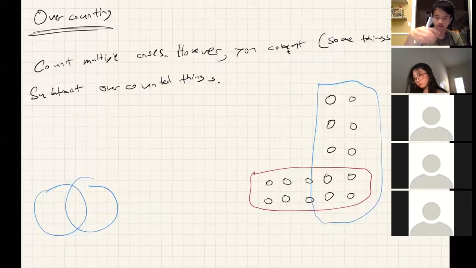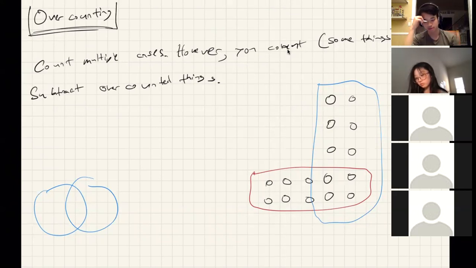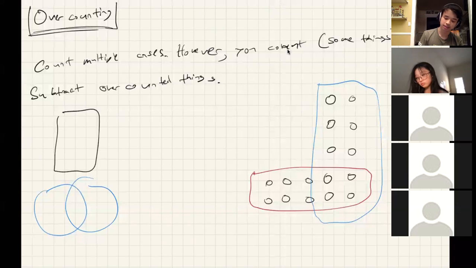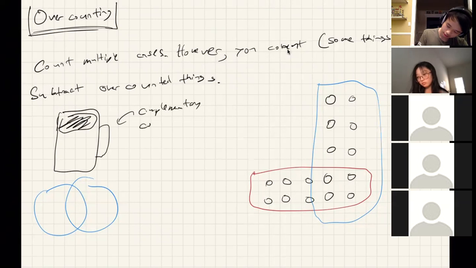All right, so on to the next idea, which is overcounting, which we've somewhat covered before, right? But you already covered the type of overcounting where you start with a total and you subtract the things you don't want. So that's complementary counting, right?